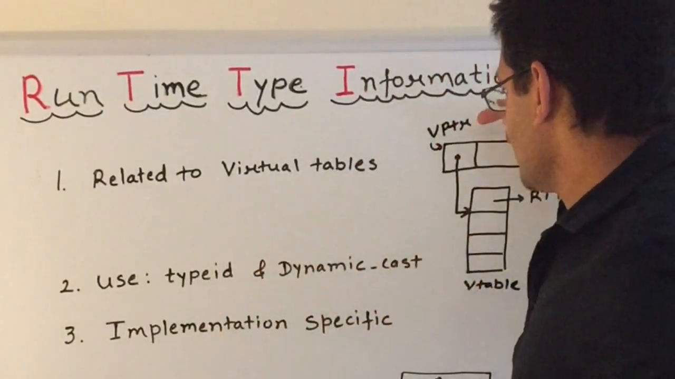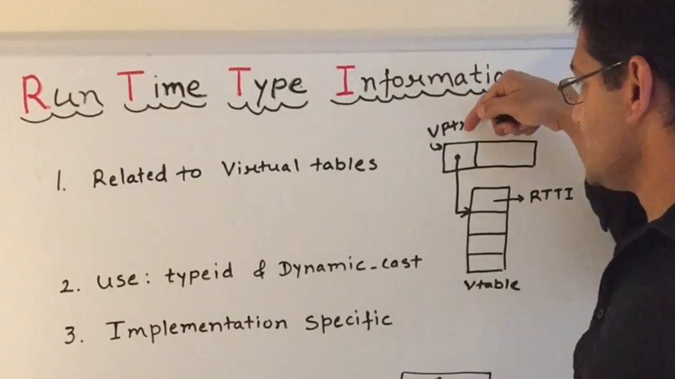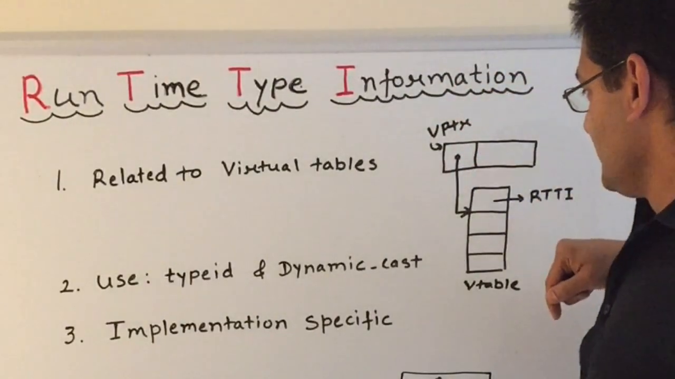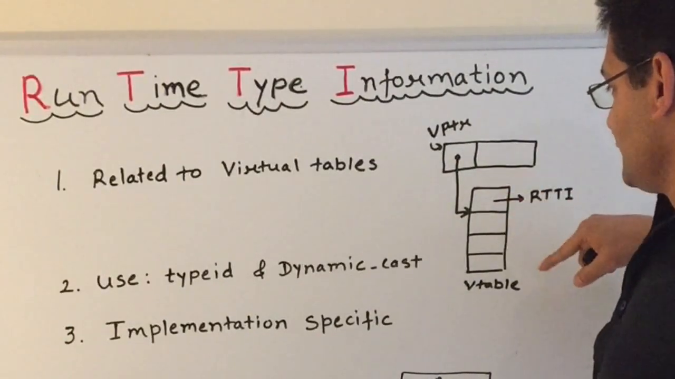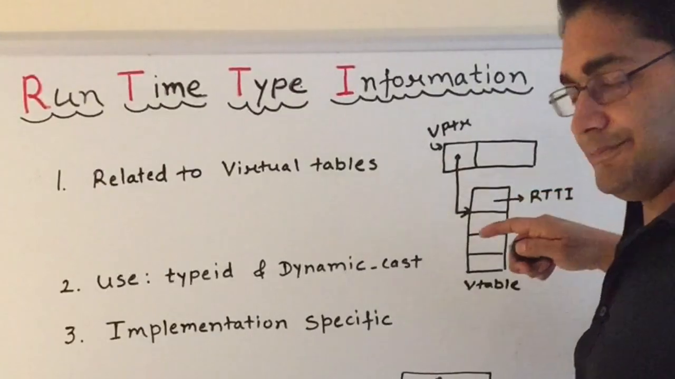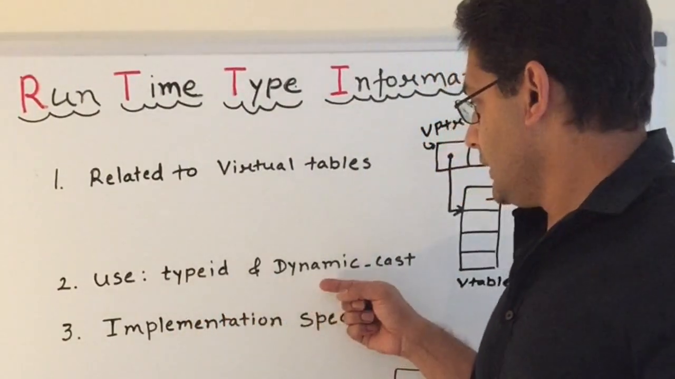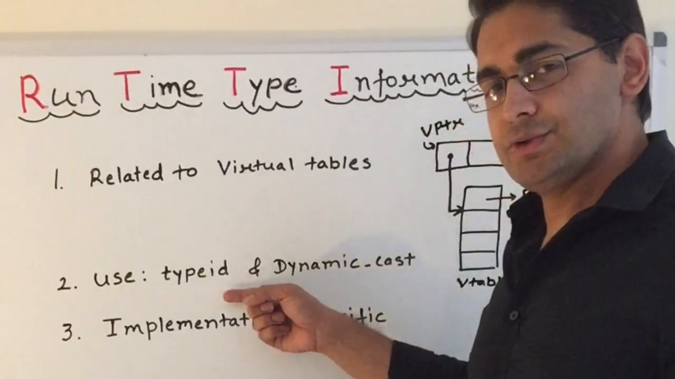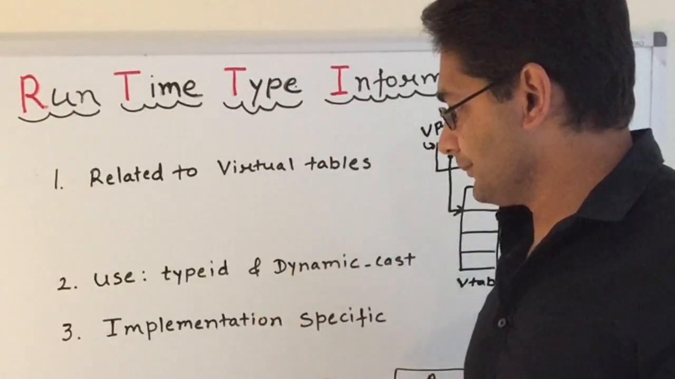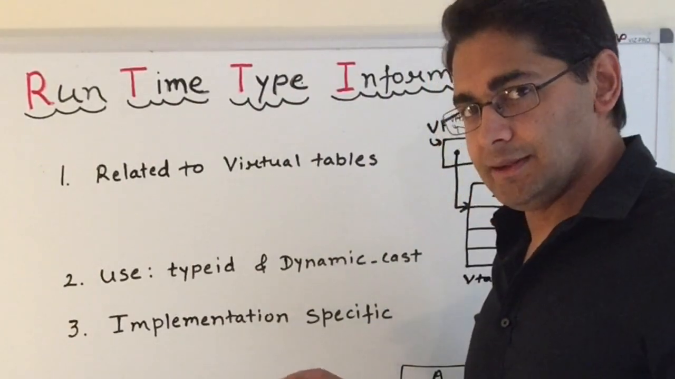When we create an object of a class, first 4 bytes will be a virtual pointer which points to the virtual table, and the first 4 bytes of the virtual table is related to RTTI. There are two main applications of RTTI, type ID and dynamic cast. We are going to cover both of them one by one. The implementation of RTTI is specific to compiler writer.